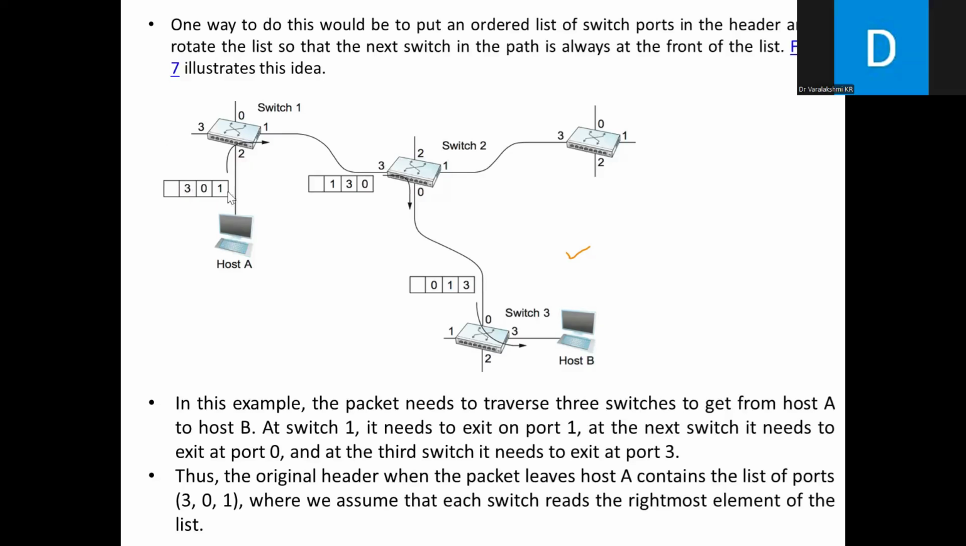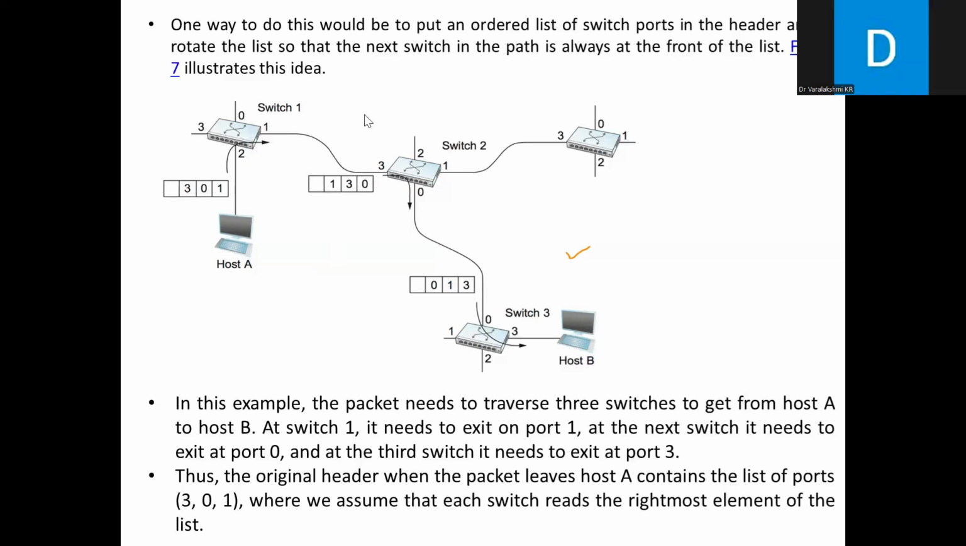Right. So this port information 301, because we have more than one switch, this list will be maintained in the header as 301. Once the packet is transferred, this list will be rotated when it is transferred to the next switch. The current switch's port is always in front of the list.